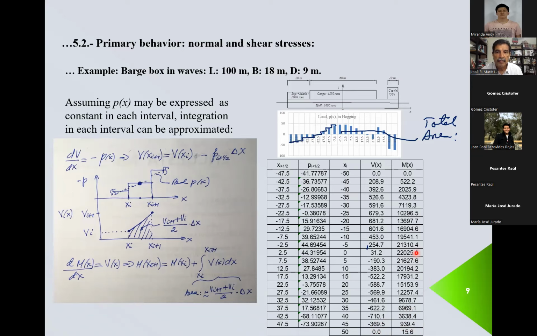But if we compare that with the maximum value, which is 22,000, this is 1/1,000 of that. So it's very small. People, you can either proceed following this method, or you could try to apply a different integration procedure. But it's always a good idea to face these problems. It's something very common in ship structures.